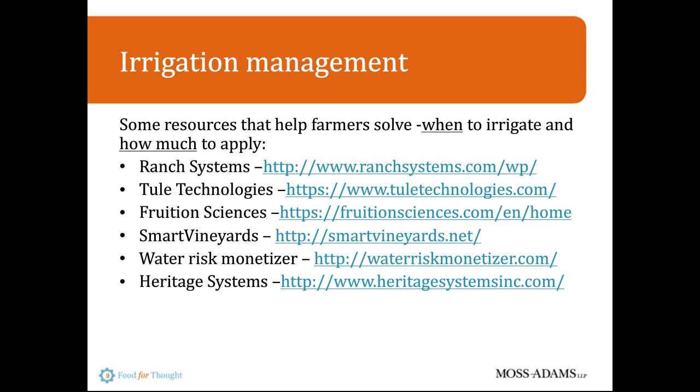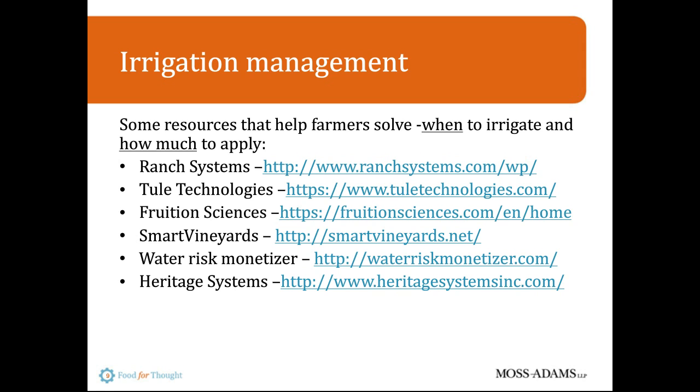What I did is I put together a list of some of the suppliers of technologies that help us decide when to irrigate and how much to irrigate, because that varies throughout the growing season. You'll have a heavy vegetative growth period early on in the vine growing stage. You'll have a ripening period for your crop, and so the demands for water use vary tremendously through the growing season.